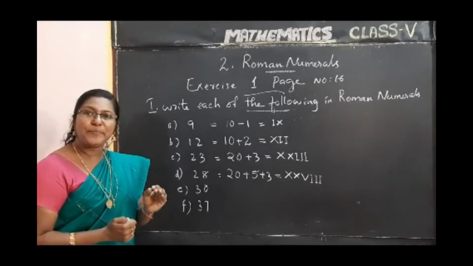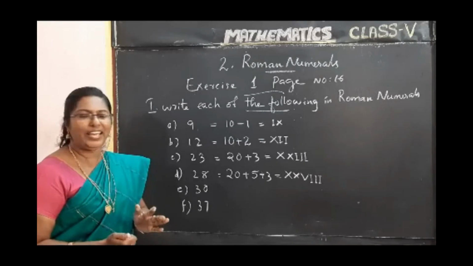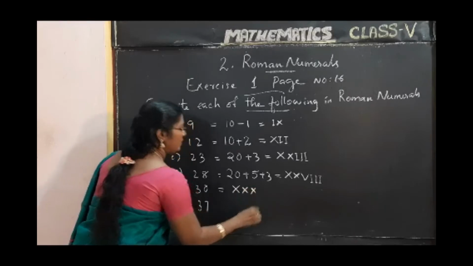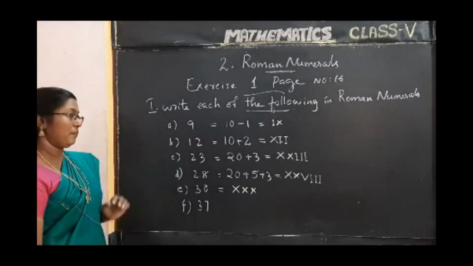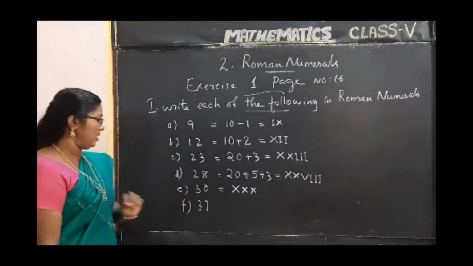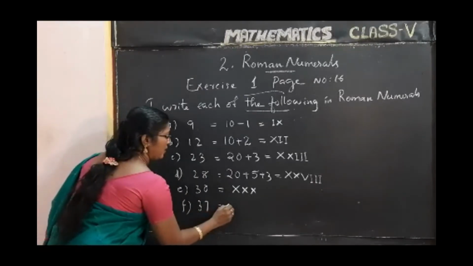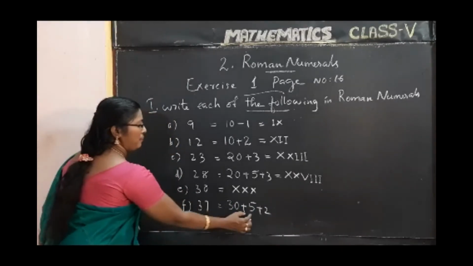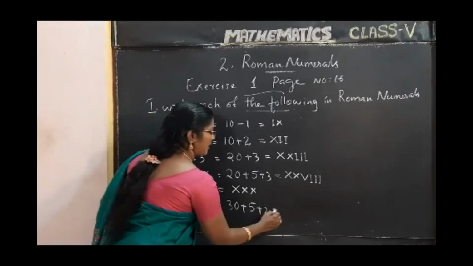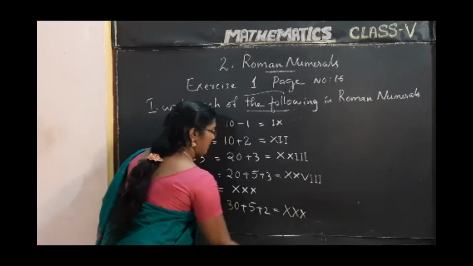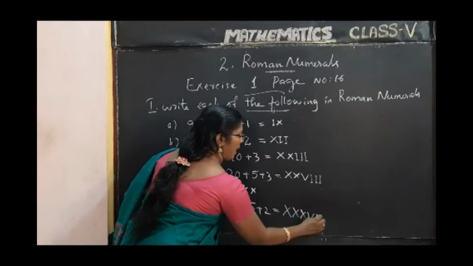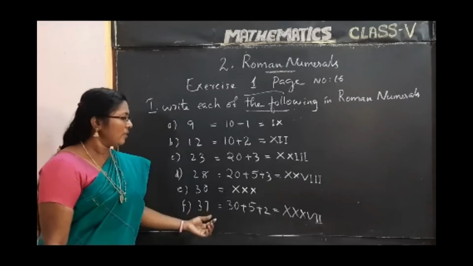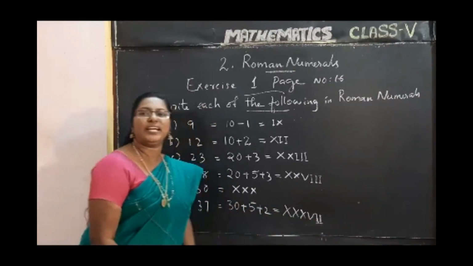That is 10 plus 10 plus 10. Okay. Or 30 can be written XXX. Maximum we can repeat only 3 times. Then 37. 30 plus 5 plus 2, 35 plus 2, 37. That is 3X makes 30. Then 5, and 2I makes 2. 30 plus 5 plus 2, 37.